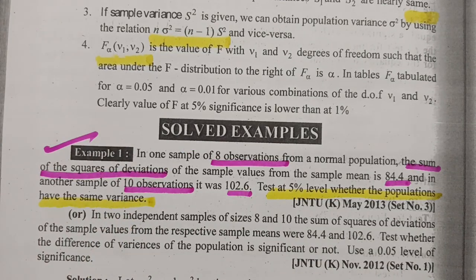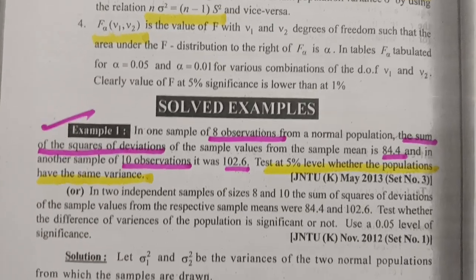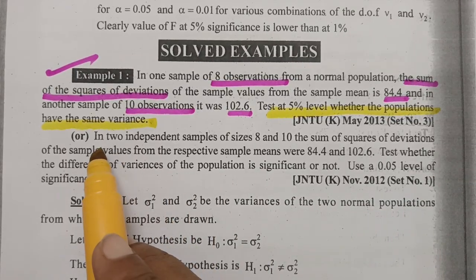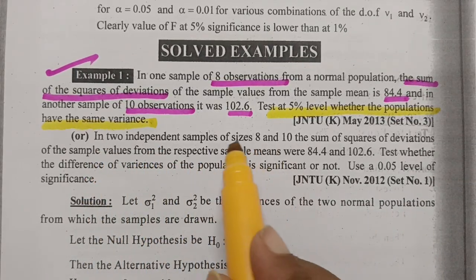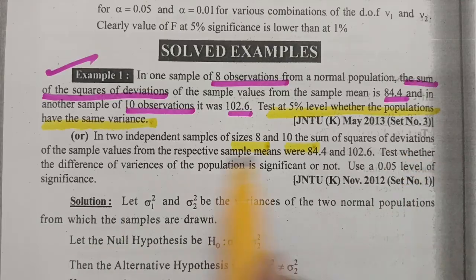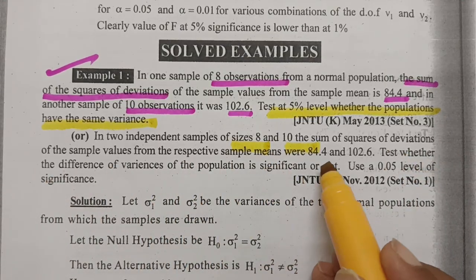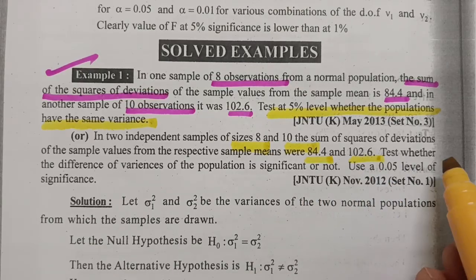See, we use this F distribution when the sample size is less than 30. When it is a small sample, we are going to use either the T distribution or the F distribution. So if two variances and two means are given, we have to go with this F distribution. So this is another formula. Both are very important. So in two independent samples of sizes 8 and 10, the sums of the squares of the deviations of the sample values from the respective sample means are 84.4 and 102.6.